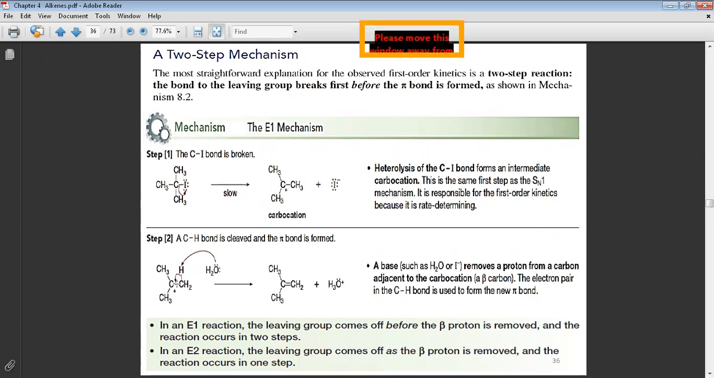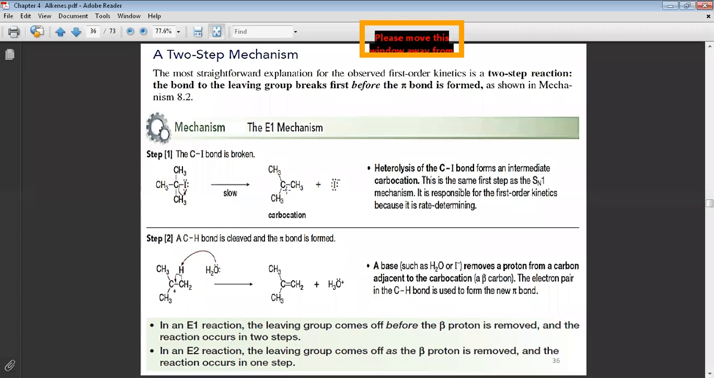Okay, here is the difference. Look at the first step, heterolysis of the carbon iodine bond forms an intermediate carbocation. What does heterolysis mean? That means the dual electrons will be removed and go with the iodine. That means the breaking is not homolysis. Both electrons are removed with the leaving group and give you a carbocation.